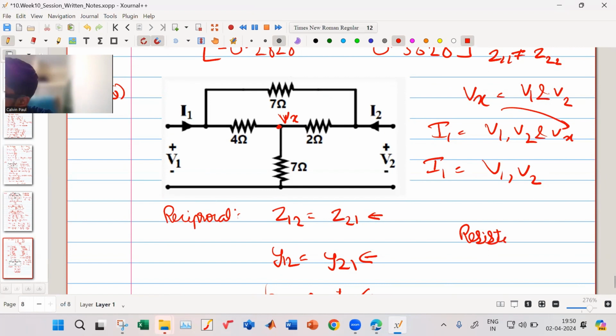Your resistor will not deliver power. It is going to only consume power. The power it consumes will be positive only. It cannot be negative.